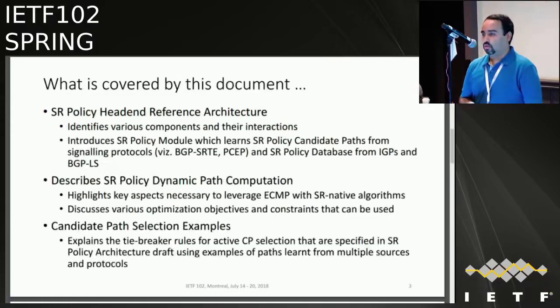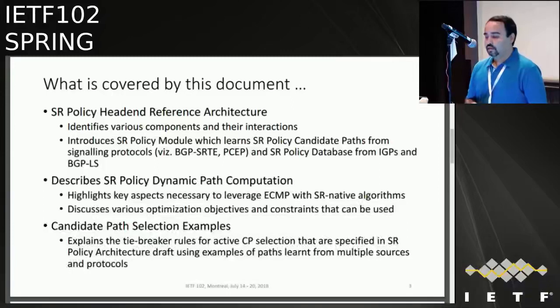What's really covered in this document is an SR policy head-end reference architecture. This identifies the various components and their interactions. So we have this SR policy module, which learns SR policy candidate paths from various signaling protocols. We have BGP SRTE, we have PCEP, local configuration, all of these. And then there is the SR policy database that is built up from signaling protocols like IGP, BGP-LS. So the interworking or information flow, or what parts of functionality are or may be implemented in one component or the other, is what's clarified or covered in this document.